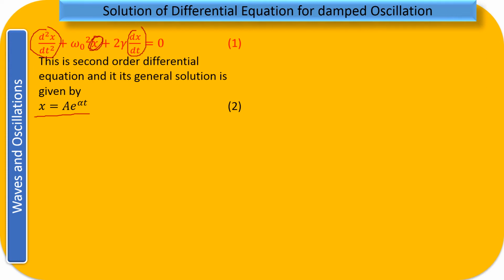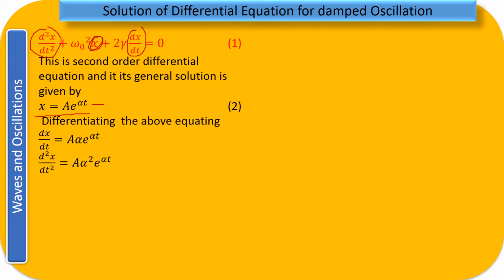So x you already have. This is the general solution because it's a sine wave. Now if I differentiate this 2 times, I can get d square x upon dt square. If I differentiate 1 time, I will get dx upon dt, and x you already have. So all those things I am going to do and substitute in equation number 1.